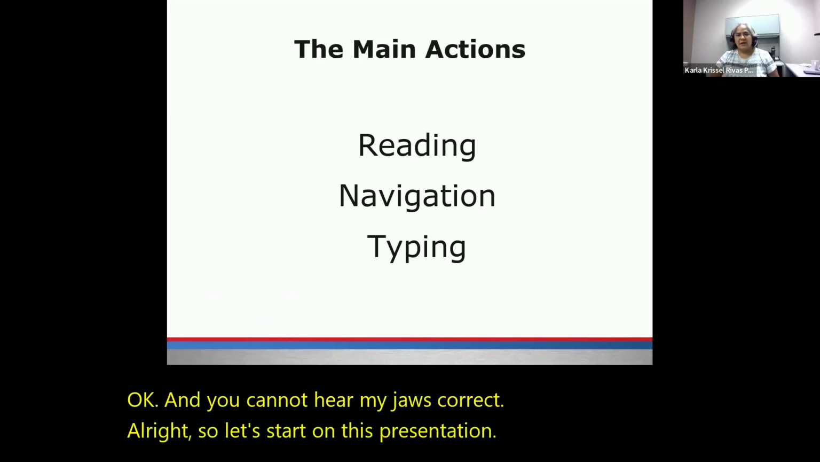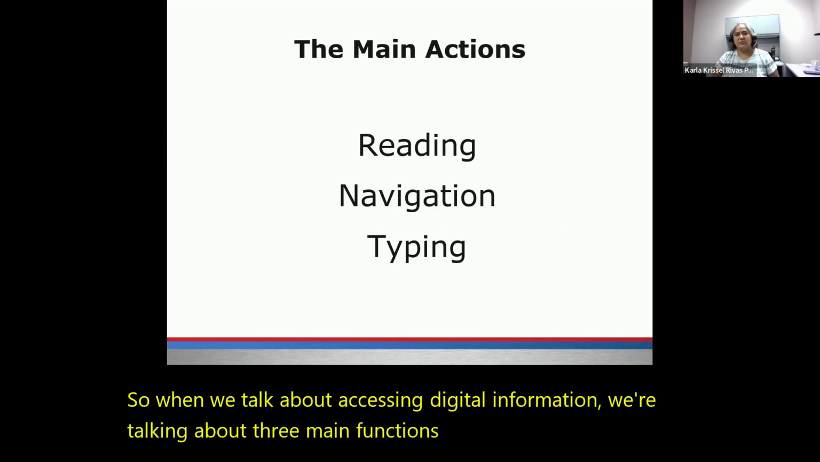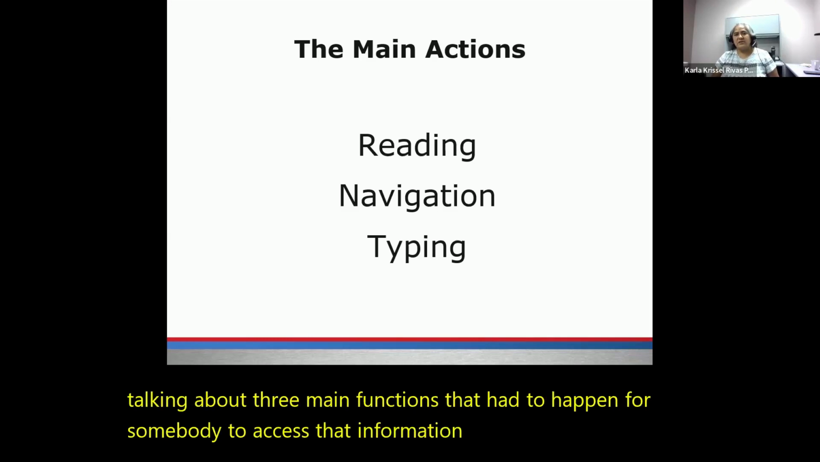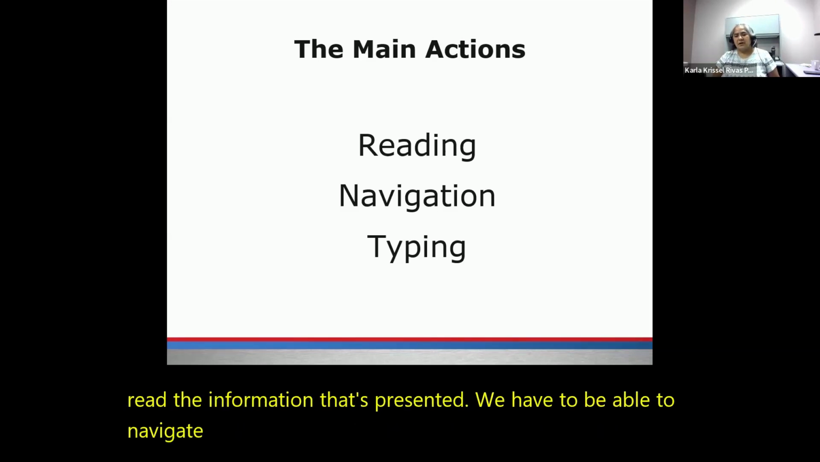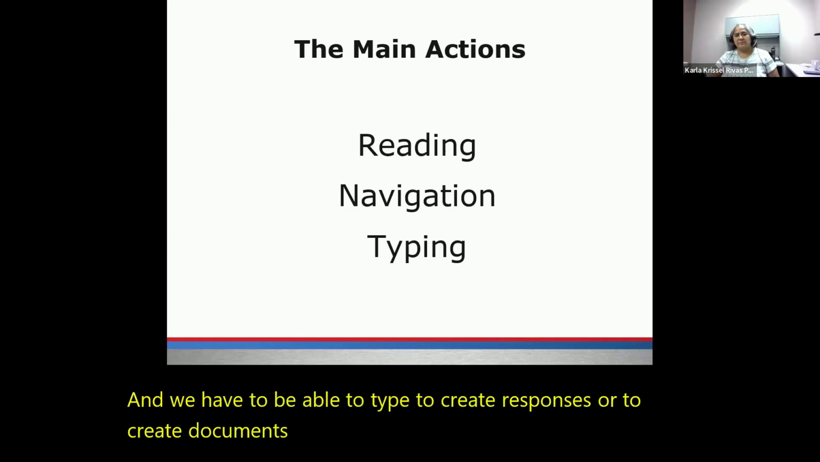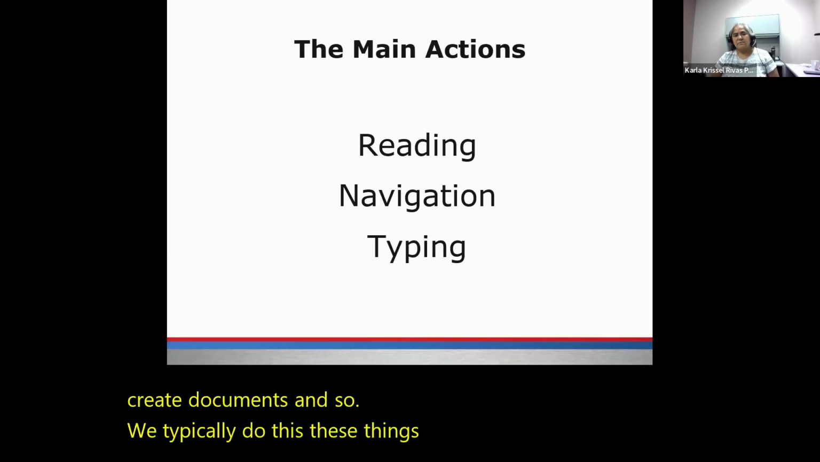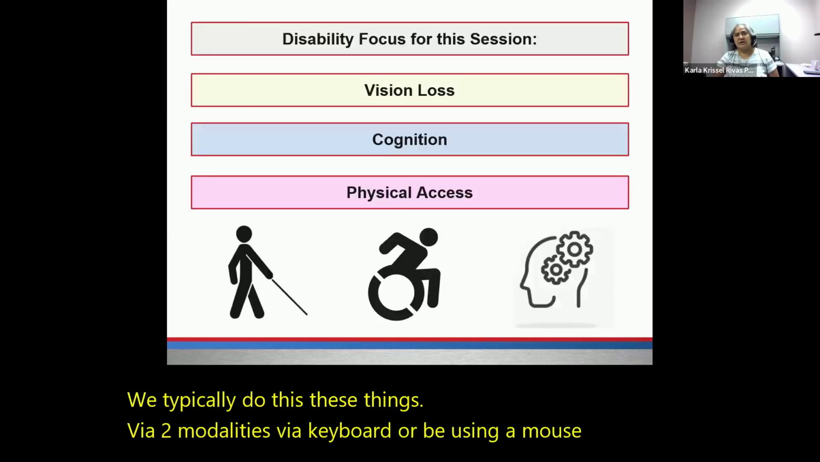When we talk about accessing digital information, we're talking about three main functions that have to happen for somebody to access that information. We have to be able to read the information that's presented. We have to be able to navigate, and we have to be able to type to create responses or to create documents. And we typically do these things via two modalities: via keyboard or via using a mouse.